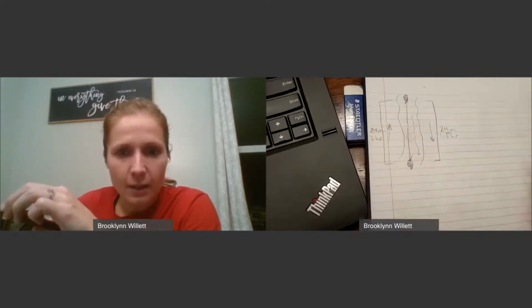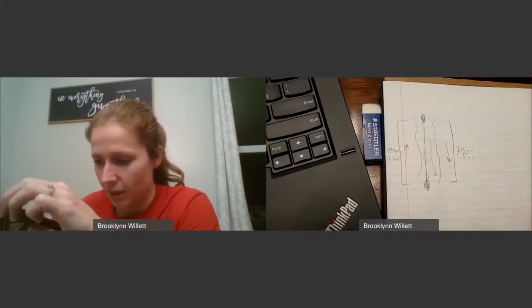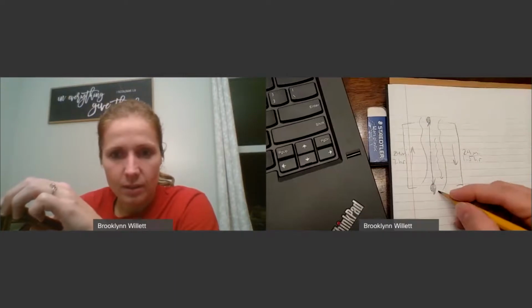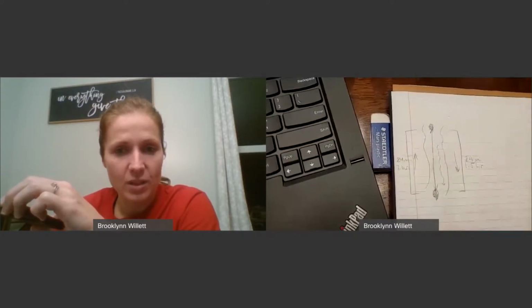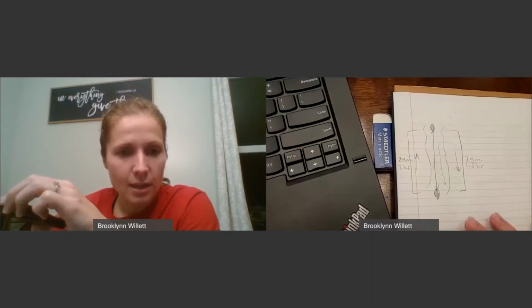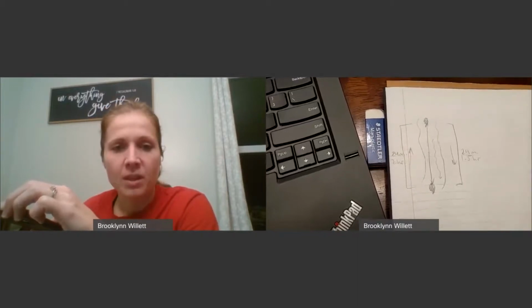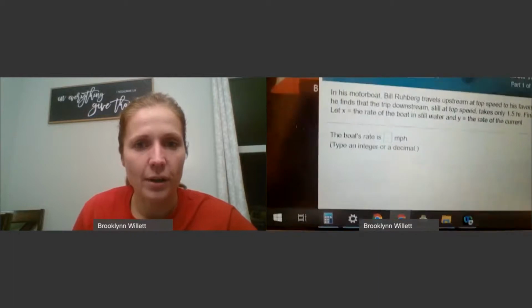All right. They want us to find the rate of Bill's boat and the speed of the current. So Bill's boat is going to have a certain speed when there's nothing acting on it. If it's in still water, then that's what his boat's top speed is. That's what they're asking for. And then they also want to know the rate of the current. And they did help us out a lot, and they told us what x and y are going to be.